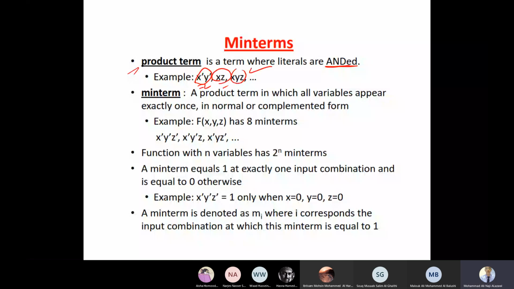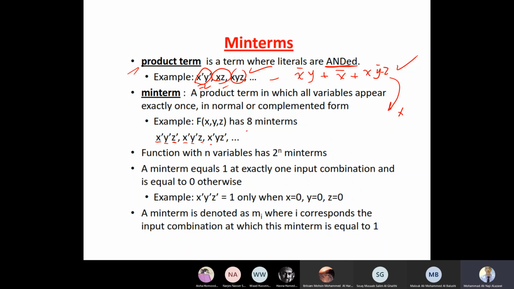So in product terms, any number of variables, complemented or as literals, are accepted. Maybe I have x prime y plus x prime plus x y prime z. This is correct in product terms, but this is not correct if we apply it to min-terms. In min-terms, every term should include all the variables.